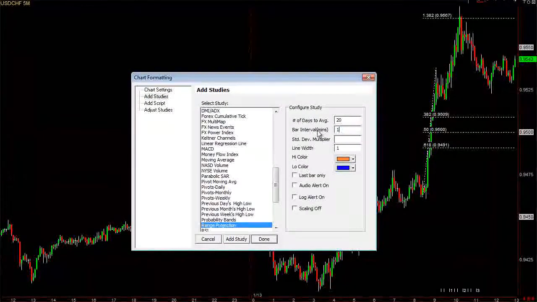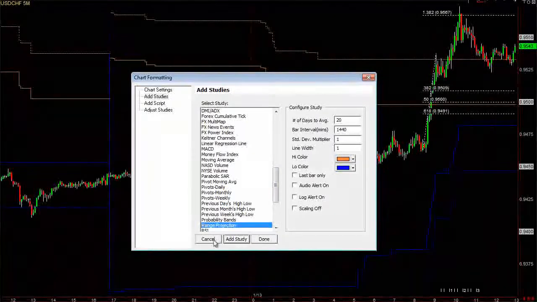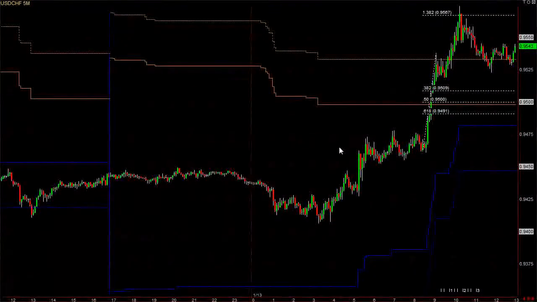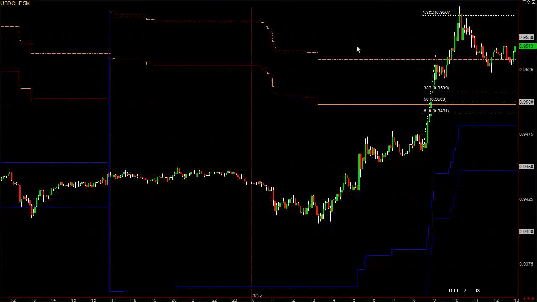If you set this for 1440 minutes, that's the number of minutes in a day. And I like to put 1 standard deviation on here. And this gives you an idea. This is how far the normal average daily high is. This is 1 standard deviation, and the number of pips from here to here is 2 standard deviations.